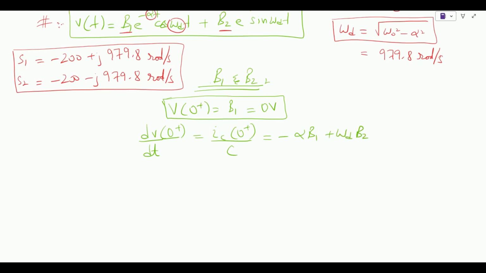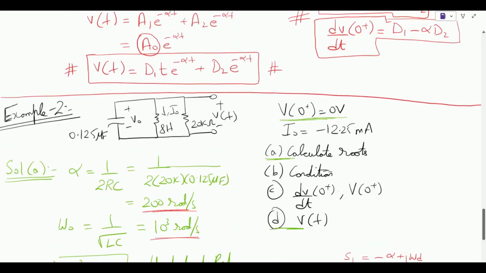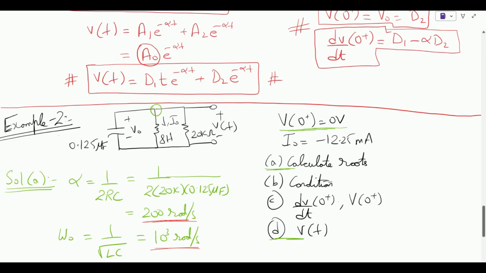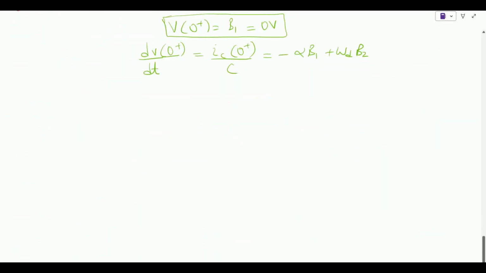So now we can find B2 from this equation, but if you look at this equation, we don't know what IC0 plus is. In order to find IC0 plus, we can directly apply KCL and see what the flow of current is through IC, IL and IR. Since the initial voltage is 0, the same 0 volts is going to be available across the inductor and across the resistor, which means the resistor current is automatically 0.